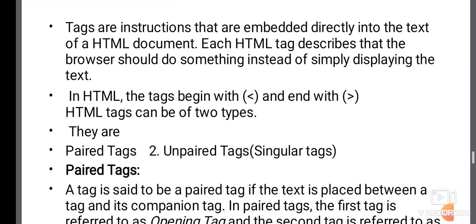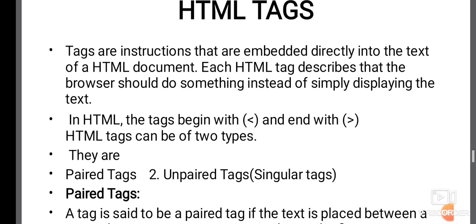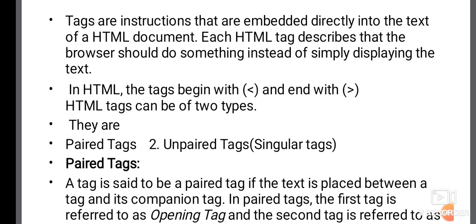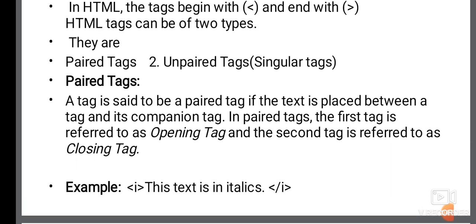Next, we'll discuss HTML tags. HTML tags tell the browser that it has to do something extra. The tags begin with these symbols. These brackets are called angle brackets. Everything written in an HTML page within these two angle brackets is called a tag. So HTML tags are of two types. One is the paired tag and the other is the unpaired tag.